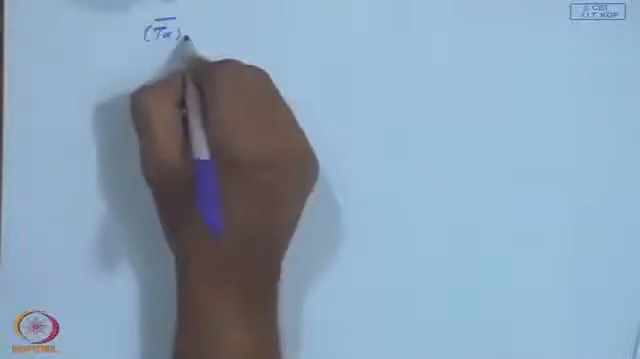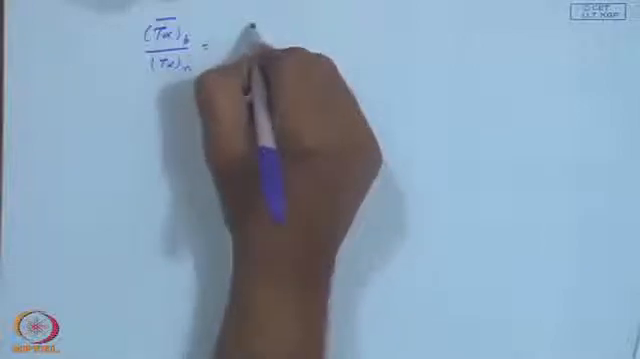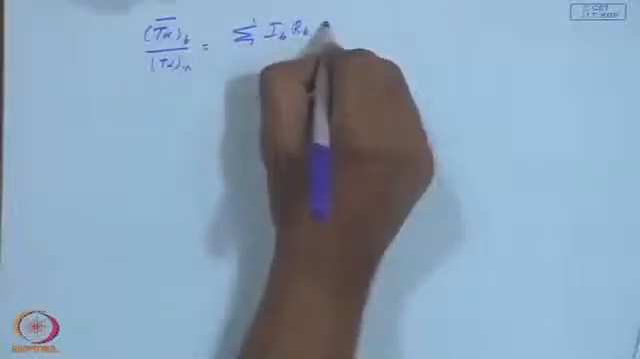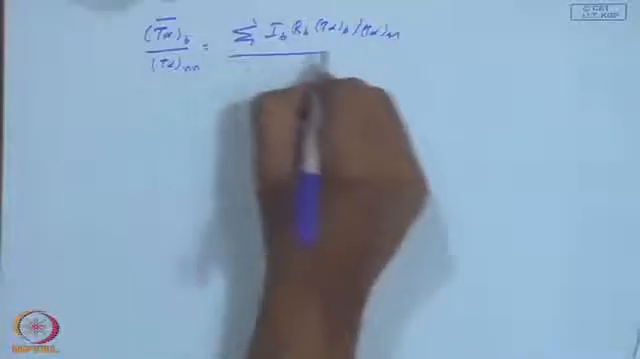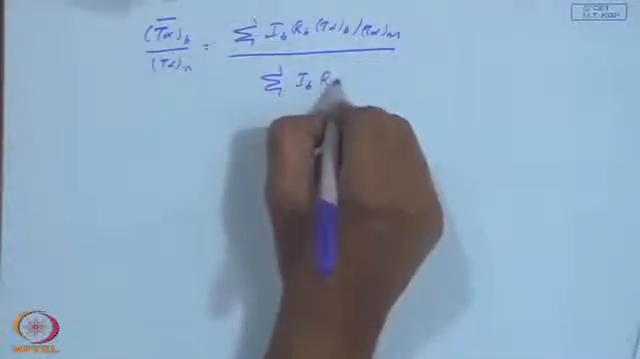And technically, tau alpha bar b by tau alpha n is sigma I b r b tau alpha b by tau alpha normal, divided by sigma I b r b.